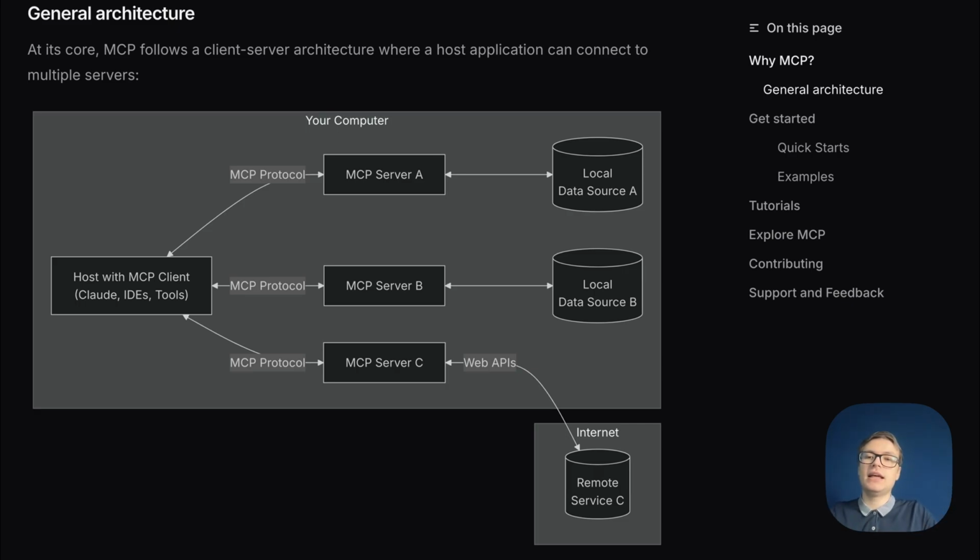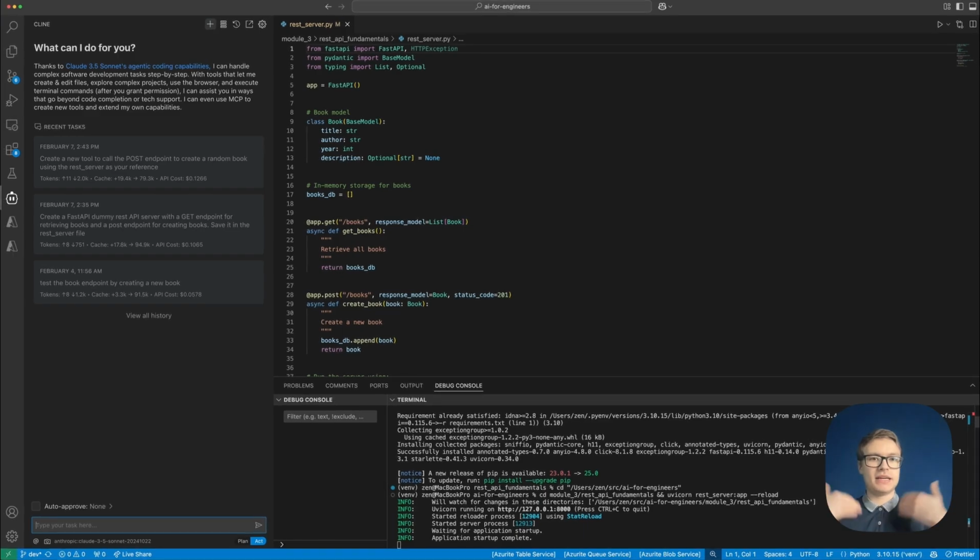To illustrate this, let's create a new tool in Cline that will call our dummy book API and submit a new random book. So back in our code, we're going to create a new chat.